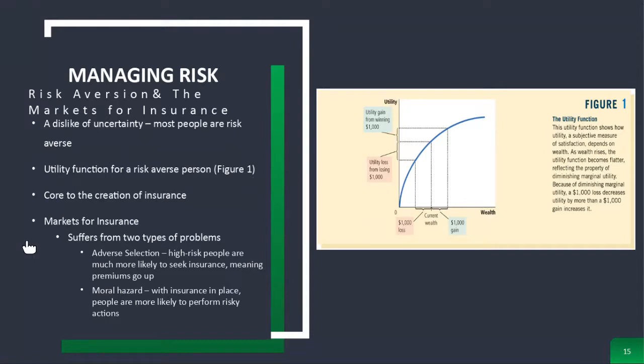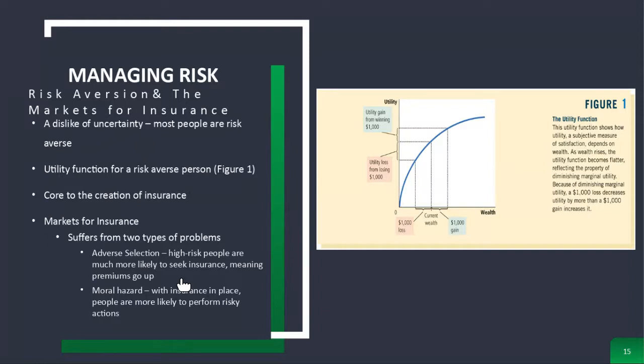Now, this is core to the creation of insurance, and the markets for insurance suffer from two types of problems. The first is that usually we have adverse selection, and adverse selection is basically that high-risk people are much more likely to seek insurance, and that means premiums go up. Just as an example, health insurance is something that someone that is likely to have a very expensive condition would much prefer to have because there's an obvious benefit to them having health insurance. It's going to help their cost, etc. But for someone that is quite healthy, health insurance is something that they're not as incentivized to get because they're of the opinion that, oh wait, I don't really need this.